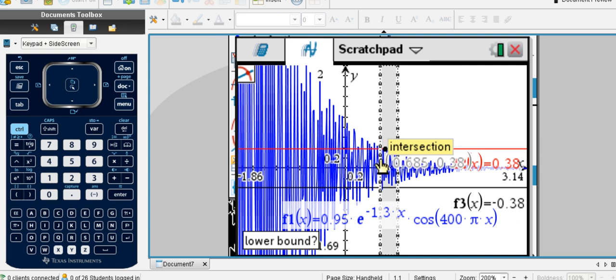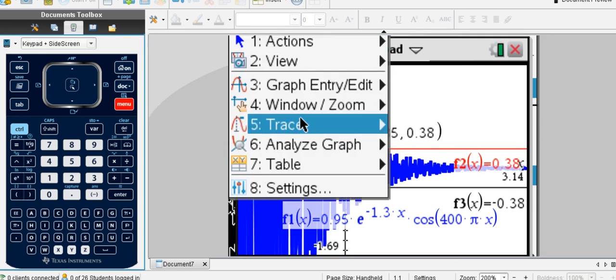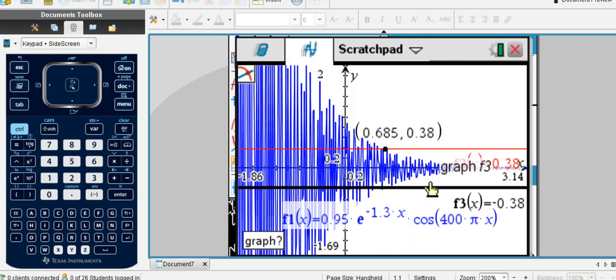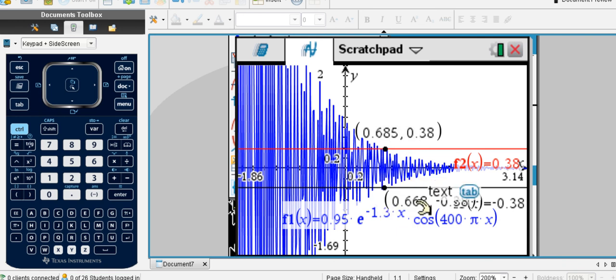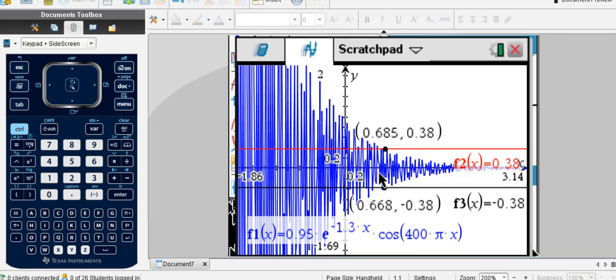Oh, it's crossed in a few places. There's one. And you could do the same here. Analyze graph. And I'm going to look for the intersection between this one and this one. And it looks like the first intersection occurs right there. So these would be the values that would be between. It looks to be about 0.7 of a second.